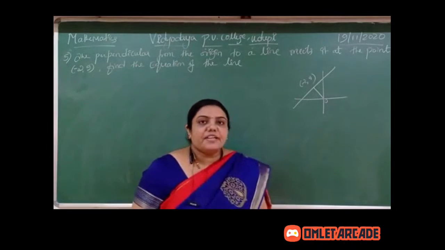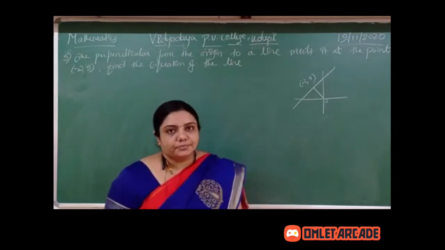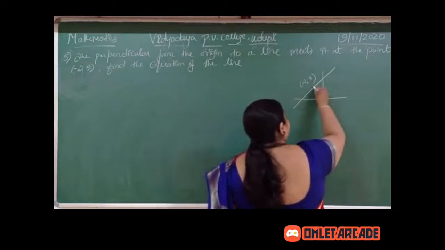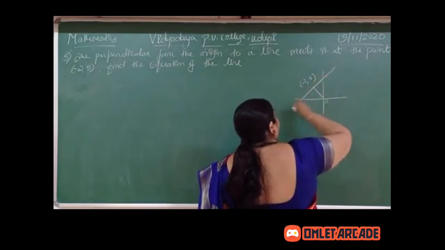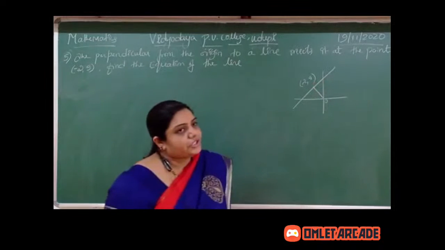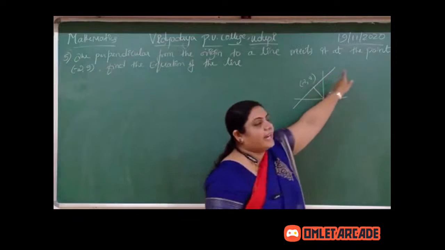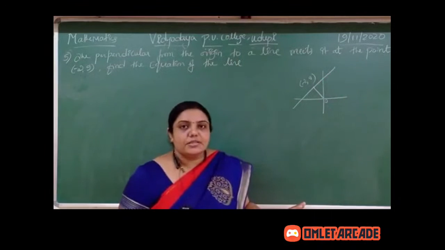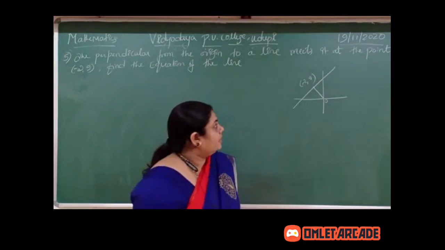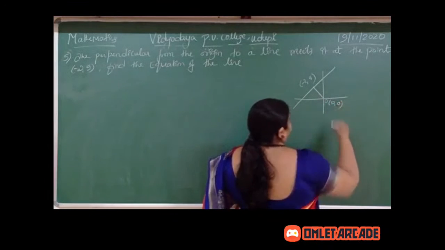But to find the equation of a line, minimum what do you need? We need a point and a slope. The point is known. This is a point on both the lines, isn't it? Now the question is how to find the slope of that line. Once you get the slope, you can easily find the equation of a line. Now here, from the origin means this is what? (0, 0).